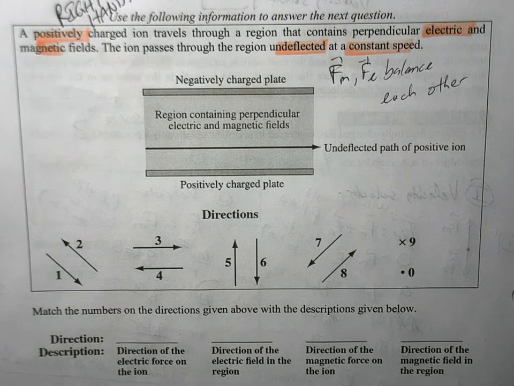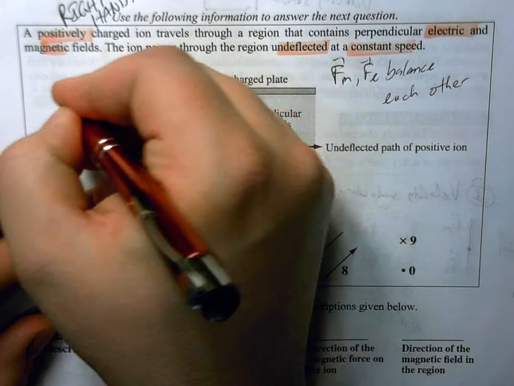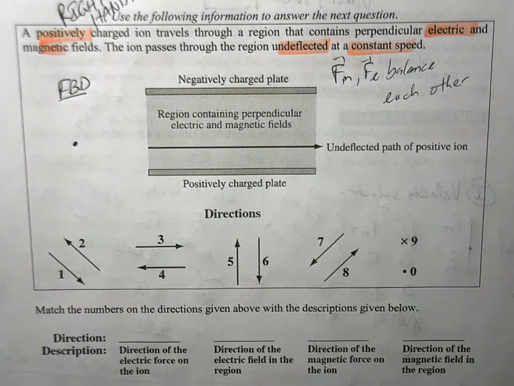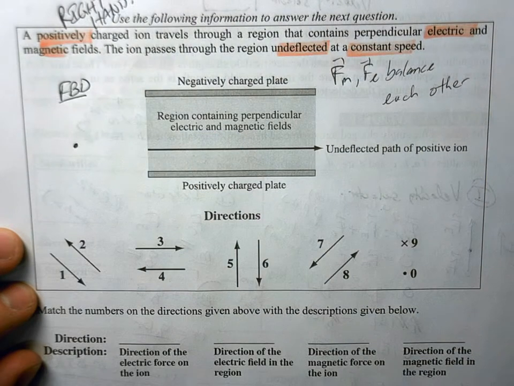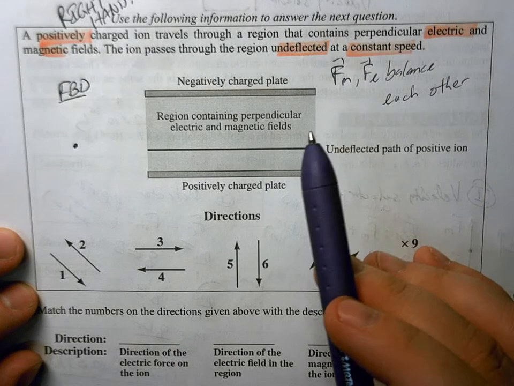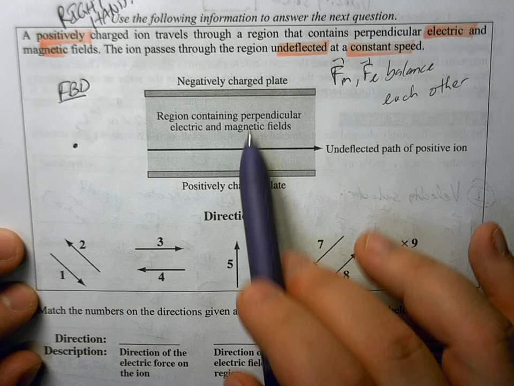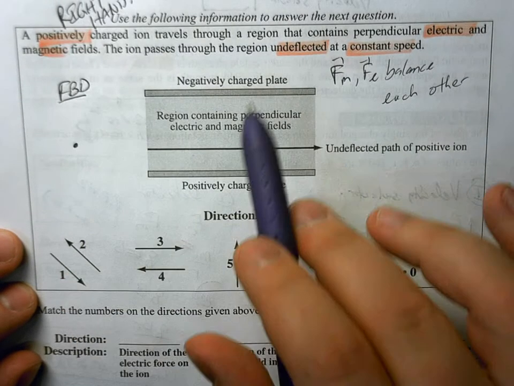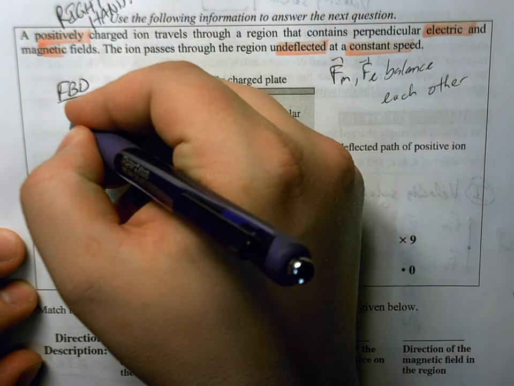Alright, so first thing is, let's draw a free body diagram for this thing. So here's my lovely little point particle. Now, we're told that this is positively charged. So because it's positively charged, we want to ask ourselves, at least in terms of electrostatics, which plate would this most likely be attracted to? Since it's positively charged, it's going to be attracted towards that negative plate. So we're going to say that there's an electric force going up.